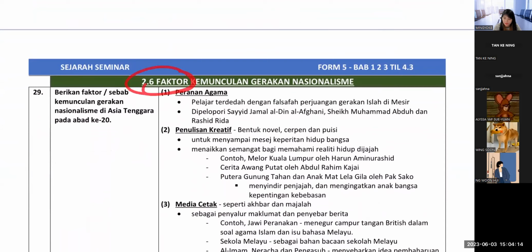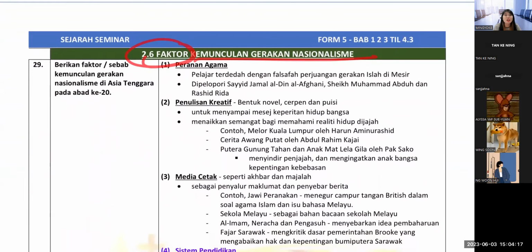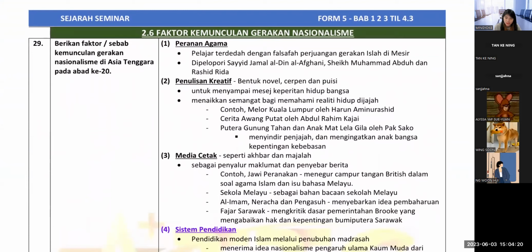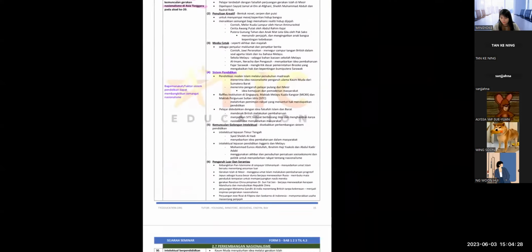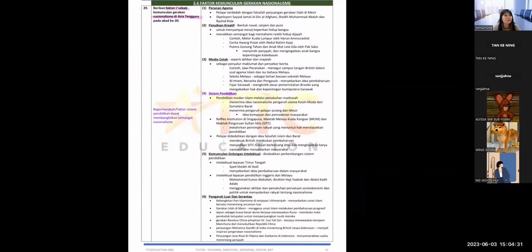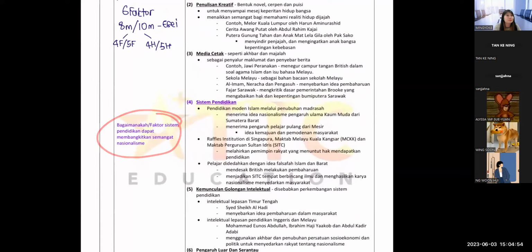Finally, you have the faktor kemunculan gerakan nasionalisme di Asia Tenggara, in our country. In Asia Tenggara, faktor or sebab nasionalisme in Asia Tenggara, you must know, in negara kita. So we have how many faktor? You look, we have 6, whole page, 6. 6 factor here. You remember 8 marks or 10 marks for essay. So many points, right? So you have what? 4 factor or 5 factor and 4 huraian or 5 huraian. But you still need to go through example in detail.